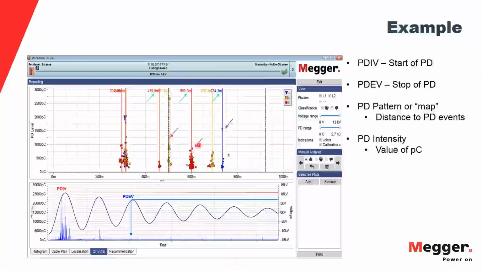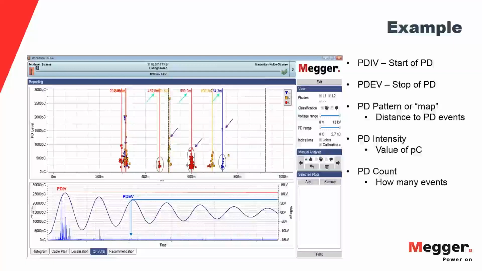We also take a look at the PD intensity, or the value of picocoulombs that we measure. So this one's a little bit higher than this one, and that's higher than even this one over here. These aren't the most critical factors in making a determination on how good or bad a splice is, but they are factors that we have to consider. So just the fact that this last one over here has the highest partial discharge value recorded doesn't necessarily mean it's the worst condition, but it is another factor we have to consider.